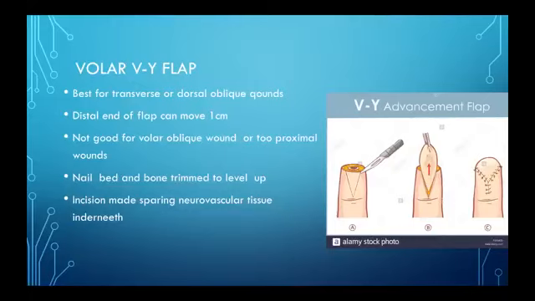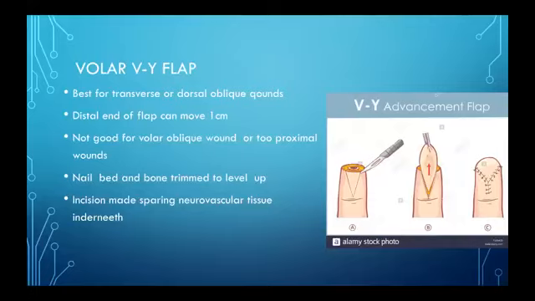The example here is what we call a volar VY plasty, or the Atasoy flap. It's best for transverse or dorsal oblique wounds. The distal end of the flap can move up to about a centimeter. You can advance this 1 centimeter to cover the fingertip. It's not good for volar oblique wounds. When the wound orientation is volar oblique, it may not be very good because the flap doesn't reach far enough. If the wound is too proximal, you may have difficulty with coverage.